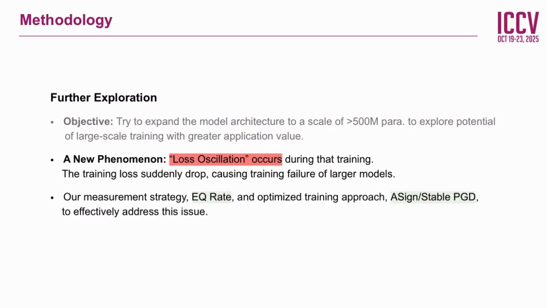However, during this process, we encountered a new phenomenon, as we mentioned earlier, which we call loss oscillations. This occurred when the training loss suddenly dropped, causing the training process to fail for larger models. This was a crucial challenge that we needed to address. So the main work is about a measurement strategy and an optimized training approach: as you can see, the EQ rate and the A-side, or Stable PGD.